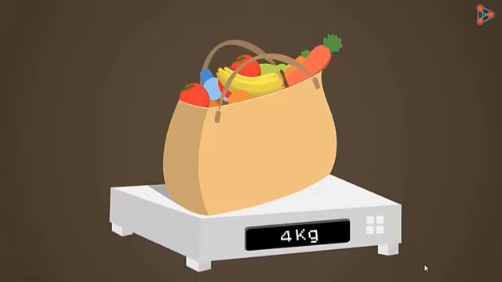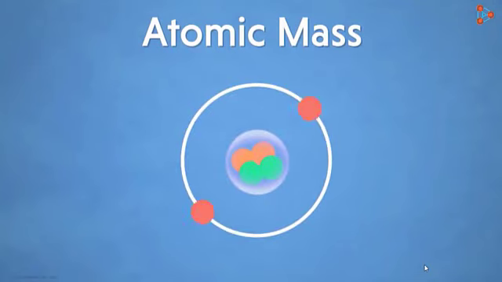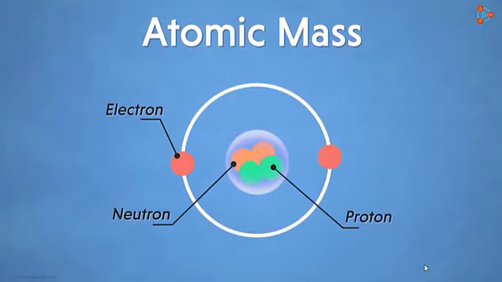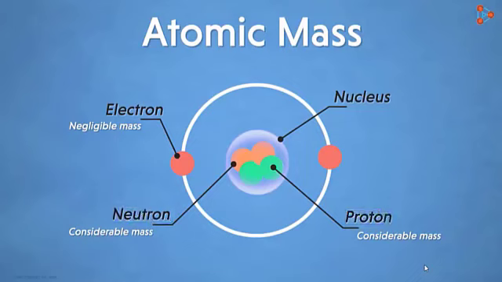If this bag is placed on a weighing scale, then can we say that the total mass of the bag will be the sum of the mass of all the objects inside it? Absolutely. Similarly, the mass of an atom can be calculated with the help of the subatomic particles in it. But we know that among all the subatomic particles, electrons have negligible mass. That is, they are considered to be almost weightless. So what are we left with? Yes, we have both protons and neutrons in the nucleus. And these two do have some amount of mass.